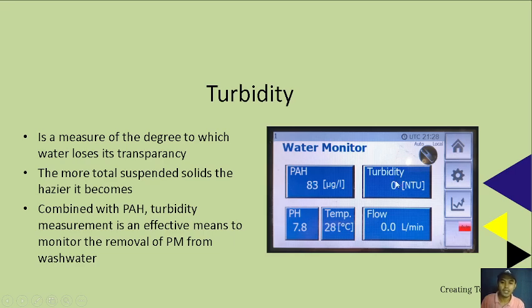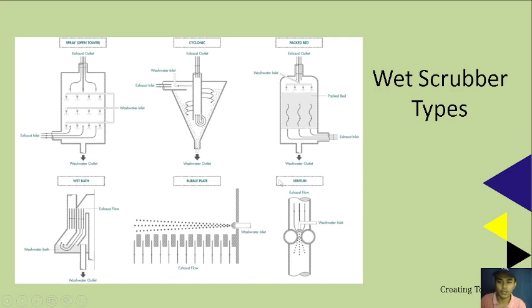Turbidity is a measure of the degree to which water loses its transparency. The more total suspended solids, the hazier it becomes. Combined with PAH, turbidity measurement is an effective means to monitor the removal of PM from wash water.